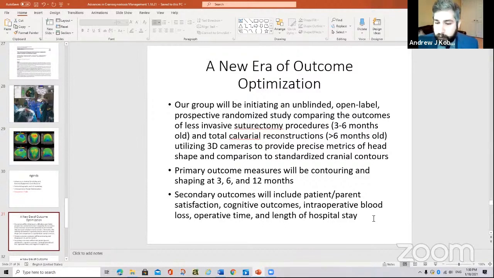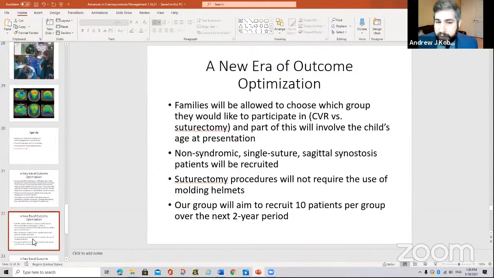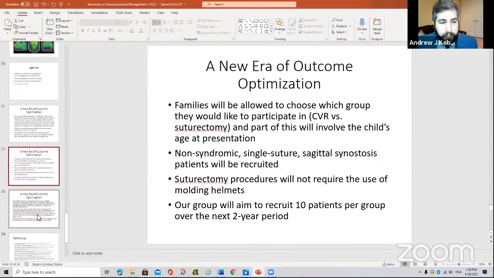Of course, other outcomes will include patient and parent satisfaction, cognitive outcomes, intraoperative blood loss, operative time, and length of hospital stay. These families, of course, will be allowed to choose which they prefer, either complete cranial vault remodeling or suturectomy, and part of this will be determined by the patient's age at presentation. We'll start with just non-syndromic single suture sagittal synostosis. These patients will be recruited. If we do suturectomies, we won't use molding helmets. Our group will really aim to get 10 patients conservatively over the next 2 years, but we certainly see much, much higher volume than that.